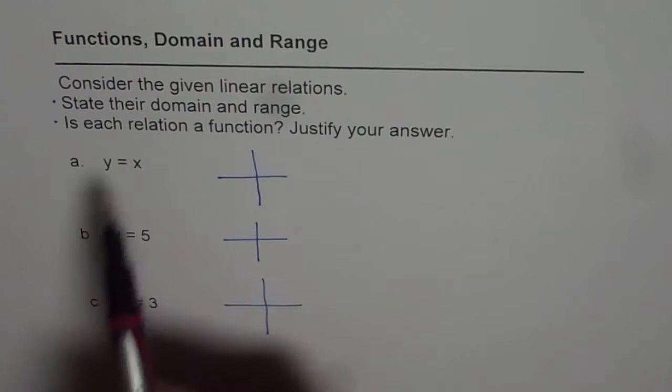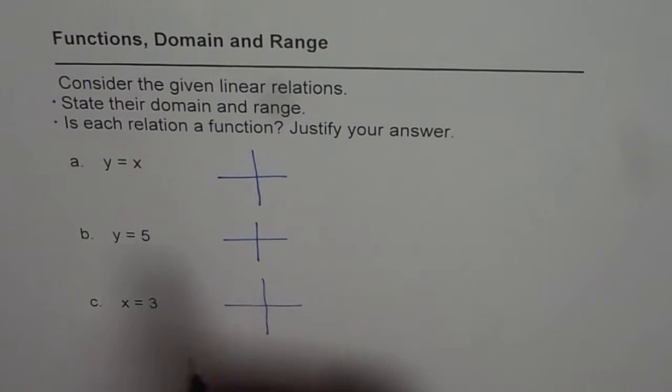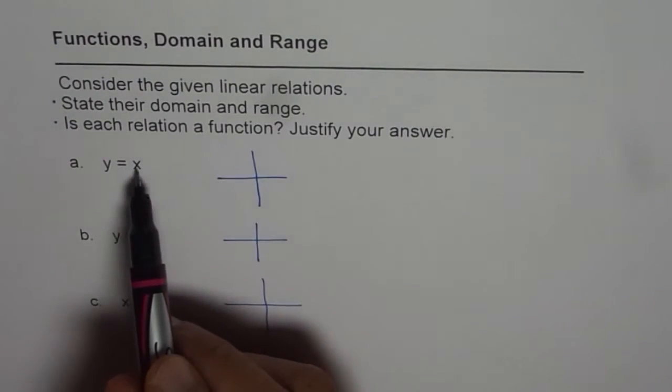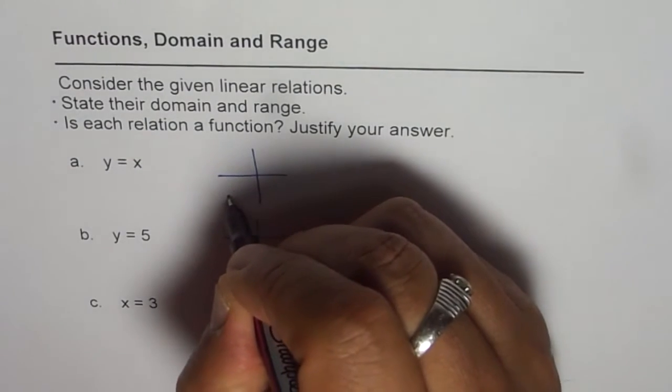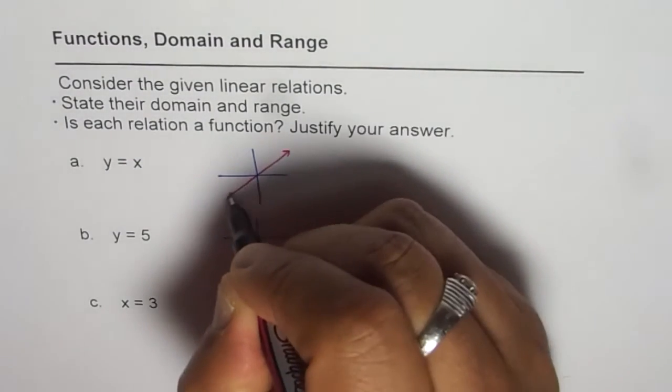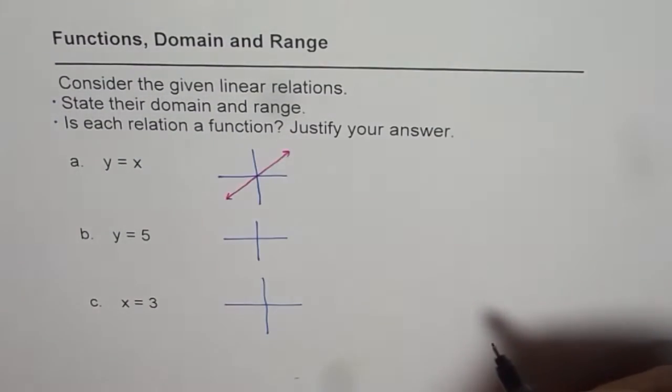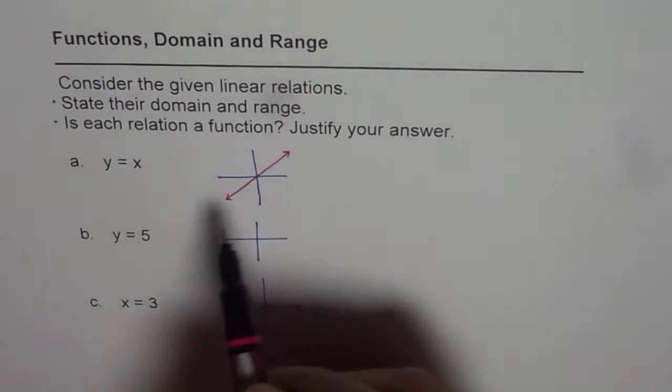When we say y equals x, it means what? It means if x is 1, y is 1, x is 0, y is 0, if x is 5, y is 5. So basically, it's a line which diagonally divides the coordinate plane. So that is the line y equals x.